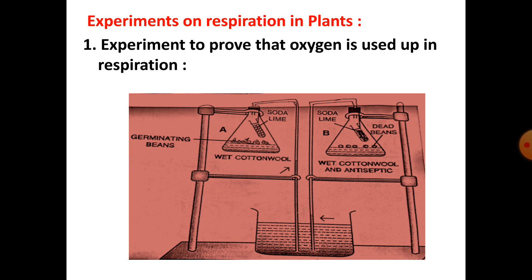A small tube that contains soda lime is also suspended in both flasks A and B, for absorbing carbon dioxide released by the seeds. That means soda lime absorbs carbon dioxide. Now after a few days, the delivery tube connected with flask A will show a greater rise in water level. When a burning paper is introduced in each flask after removing their corks, the flame is immediately put off in flask A, but it continues in flask B.